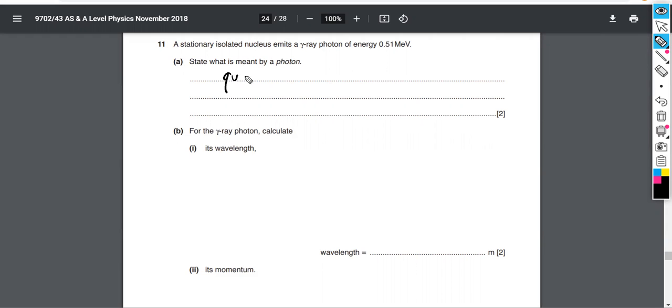So we say it is a quantum. It's a discrete packet, a quantum of energy of, and you could say light, but let's put the fancy science term for light, electromagnetic radiation. Quantum of energy of electromagnetic radiation. Quantum, again, just means it's quantized, which means there's discrete amounts.